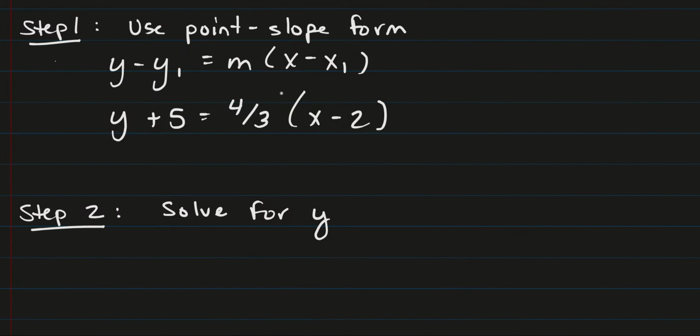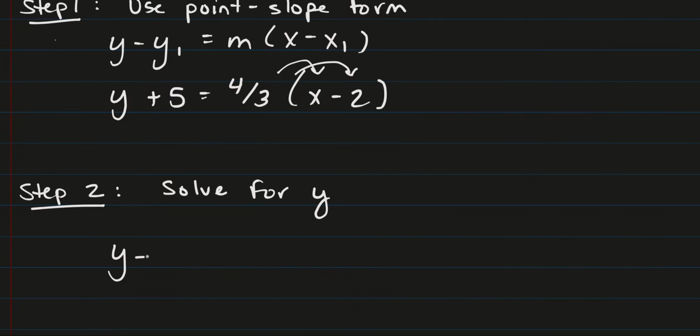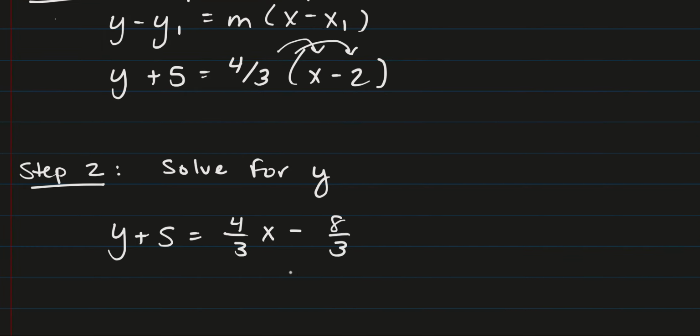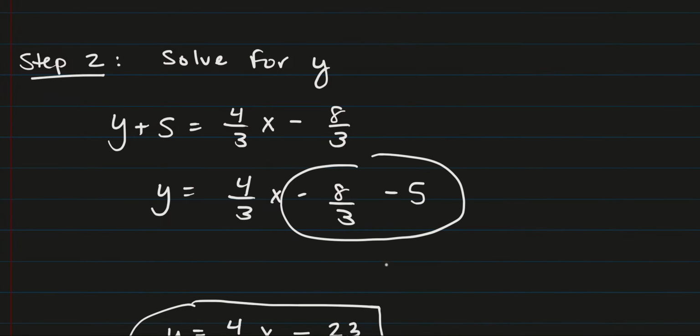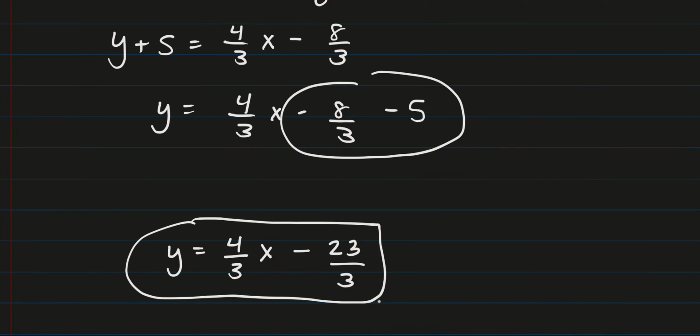So we distributed the 4/3 to everything, and we got y plus 5 is 4/3 x minus 8/3. And then we moved the 5 to the other side. So we said y is equal to 4/3 x minus 8/3, subtract 5. And then we combined these two pieces right here, and we ended up with this answer. So that's one way to find the slope-intercept form of this line.